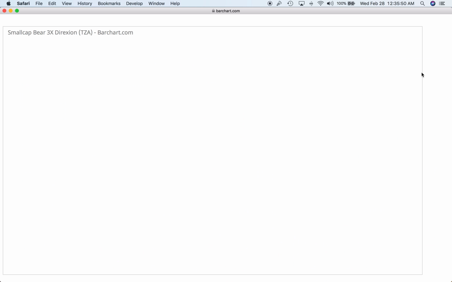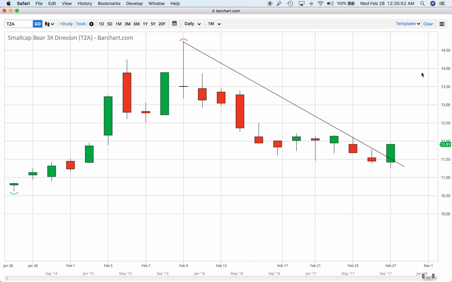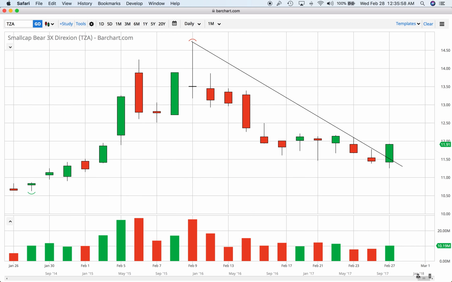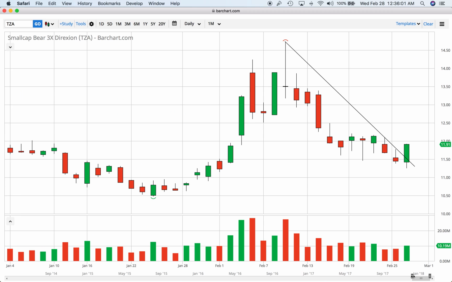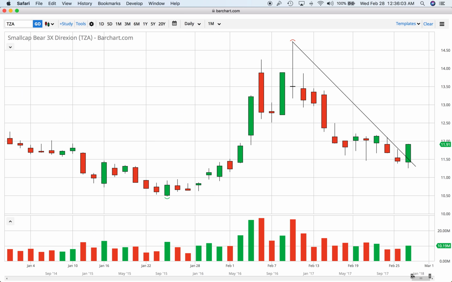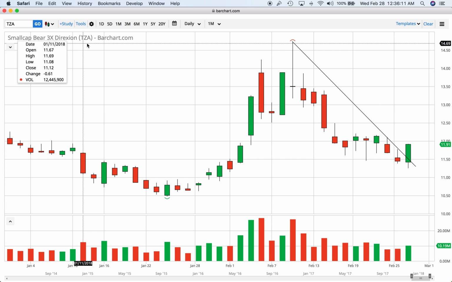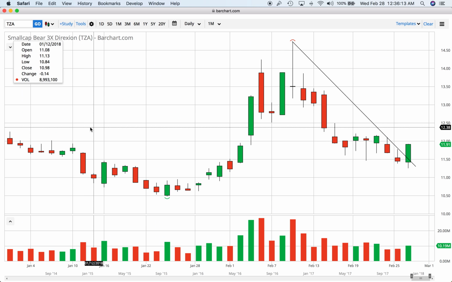Last but not least, here is one that I recommend. I don't want to say that word, recommend. No, I'm not recommending anything. This is one that I like. This is a small cap bear fund, and it is what it says it is. It's a bear.